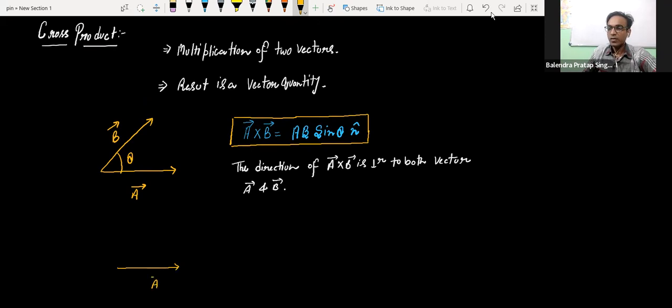Okay. That is in your i cap direction, vector A, which is in the x direction. And there is another vector B, that is in the j cap direction, or you can say along the y axis. If you take the cross product of these two vectors, A cross B, that is equal to A i cap cross B j cap, the unit vectors along the x-axis and y-axis. So that will give you AB.